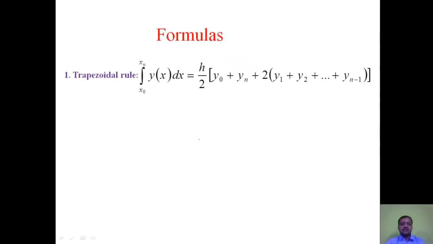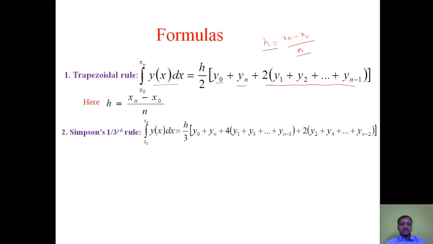So here the formula is the trapezoidal rule. We are not going to derive the formulas, we are only going to use them in this lecture. The integral from x0 to xn of y of x dx by the trapezoidal rule is equal to h by 2 times first term plus last term plus 2 into the remaining terms. Here h represents the step size: xn upper limit minus lower limit, divided by the number of intervals. Either h or n will be provided in the problems. According to n you can derive h, and if h is given, you can derive n.